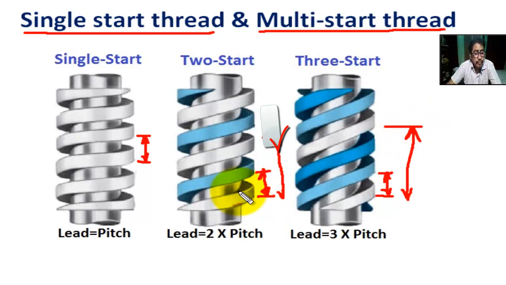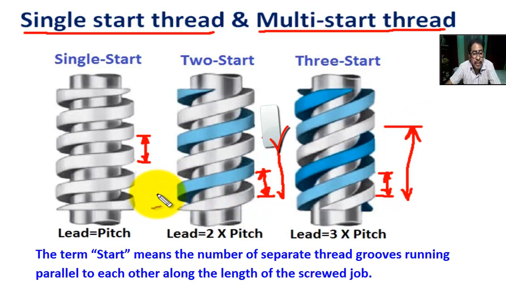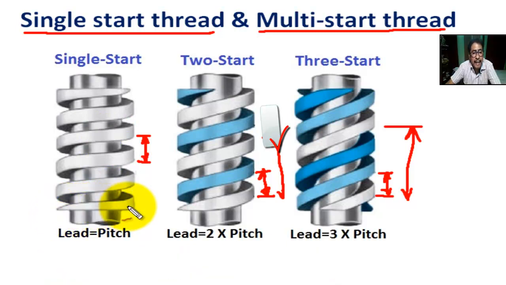Now the term start means the number of separate thread groups running parallel to each other along the length of the screwed job. Here the number of separate thread groups is 1, here the number of separate thread groups is 2, here the number of separate thread groups is 3.